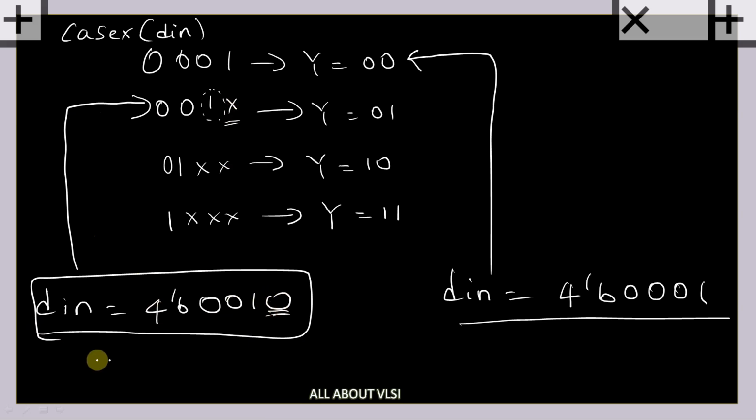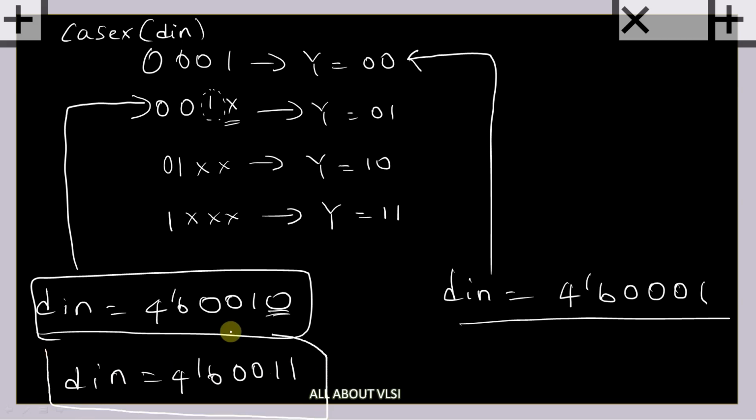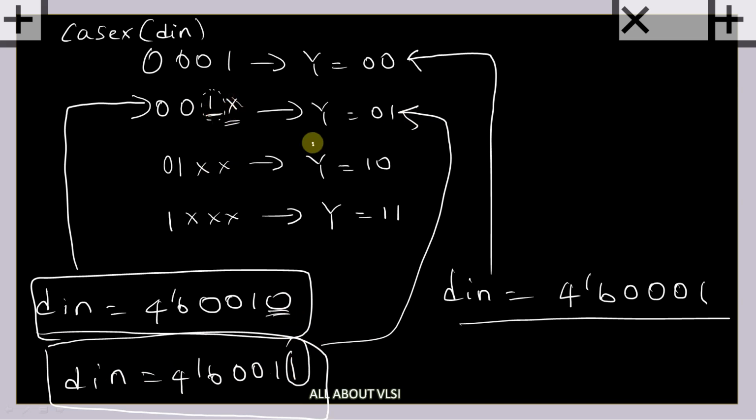And let's say if your input din is equal to 4'b0011, then what happens? Now also it is going to match with this second statement. Why? Because this x is treated as 1, and we already have 1 1 present here. So in this case also y will be equal to 01. And this is also the working of our priority encoder. What is happening here? Priority is given to this particular bit. You are not going to consider this LSB. It can be 0 or it can be 1. Your output will be equal to 01.